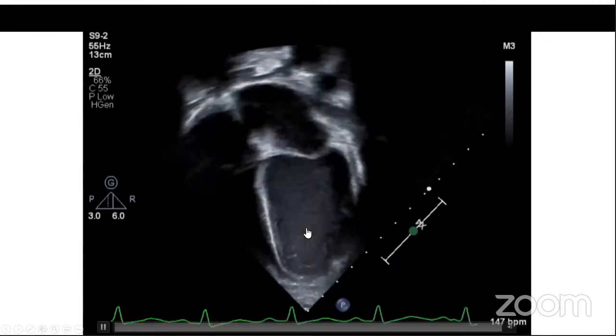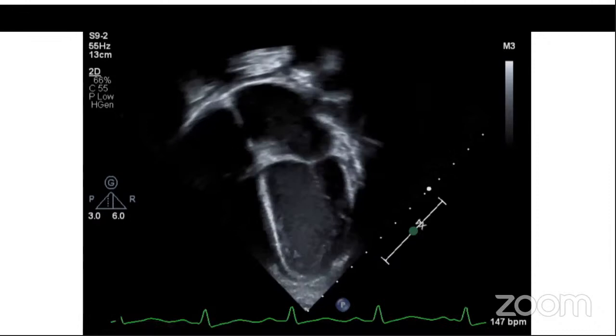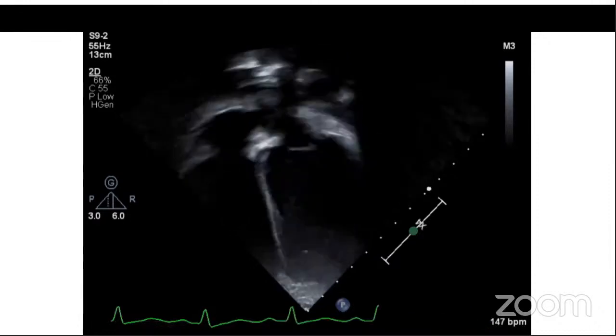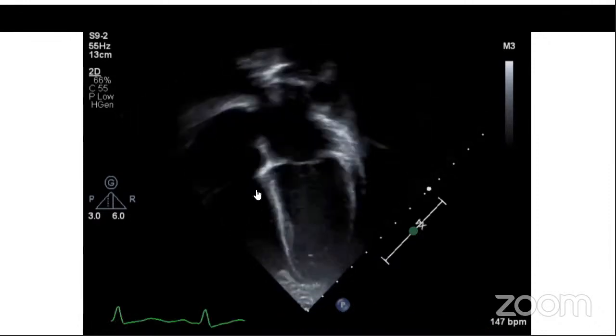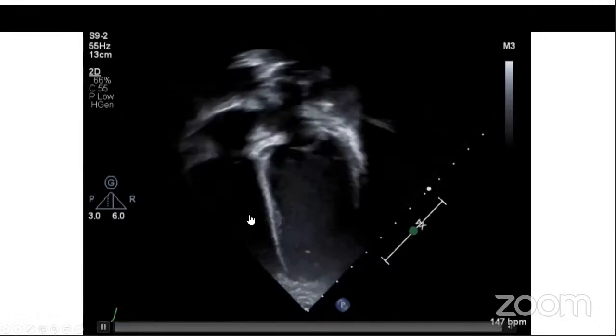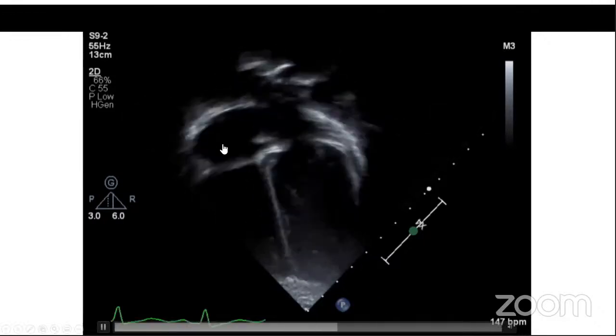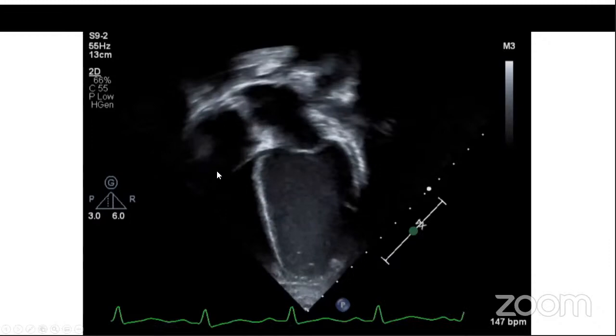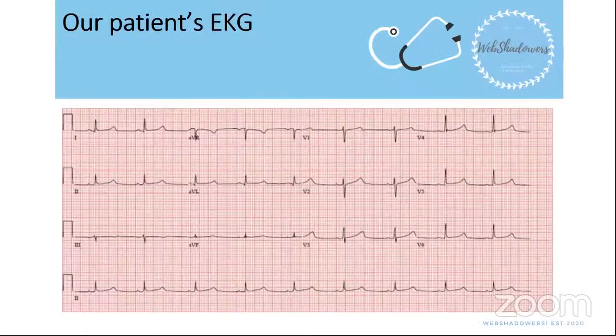So as you can see, subjectively, this ventricle has a nice squeeze. It's got great function. The left atrium looks okay. We can't really see the right ventricle too well. It's a little faded, but the right atrium looks like a normal size as well. So normal echo. All right, but now we get to the EKG.